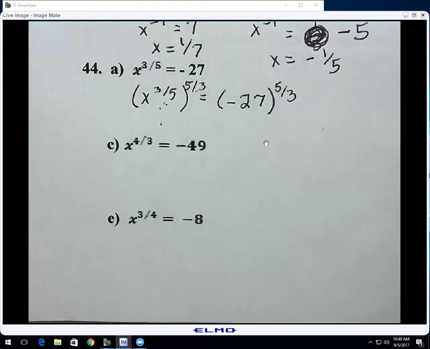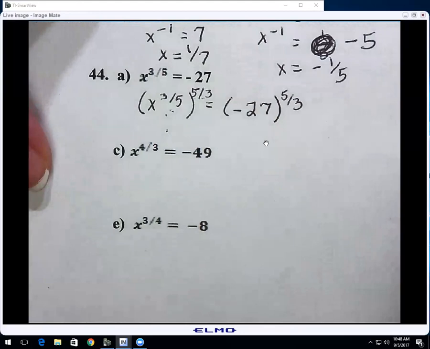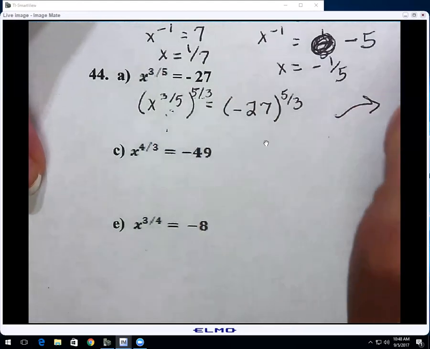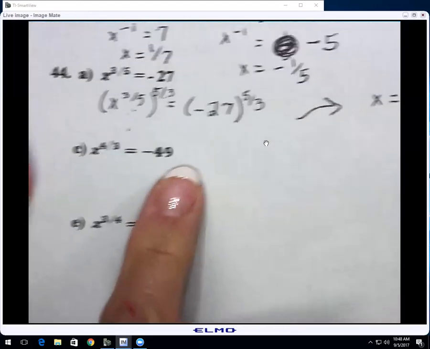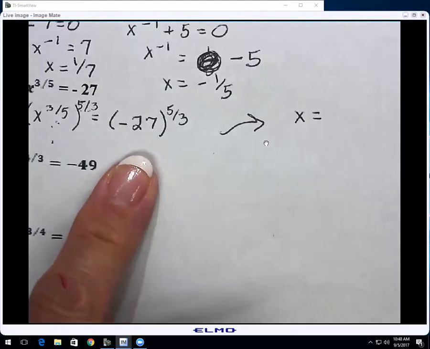You'll never see that written in a math book because it's not said very well. But you get my drift there. Un-3/5 something, you would raise it to the 5/3 power. So that would give me x equals -27 to the 5/3.